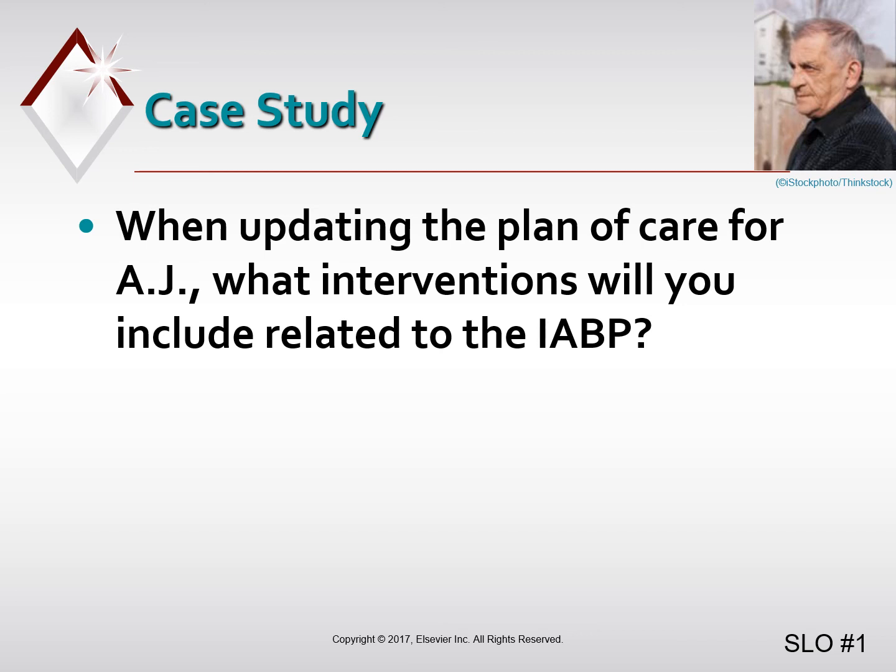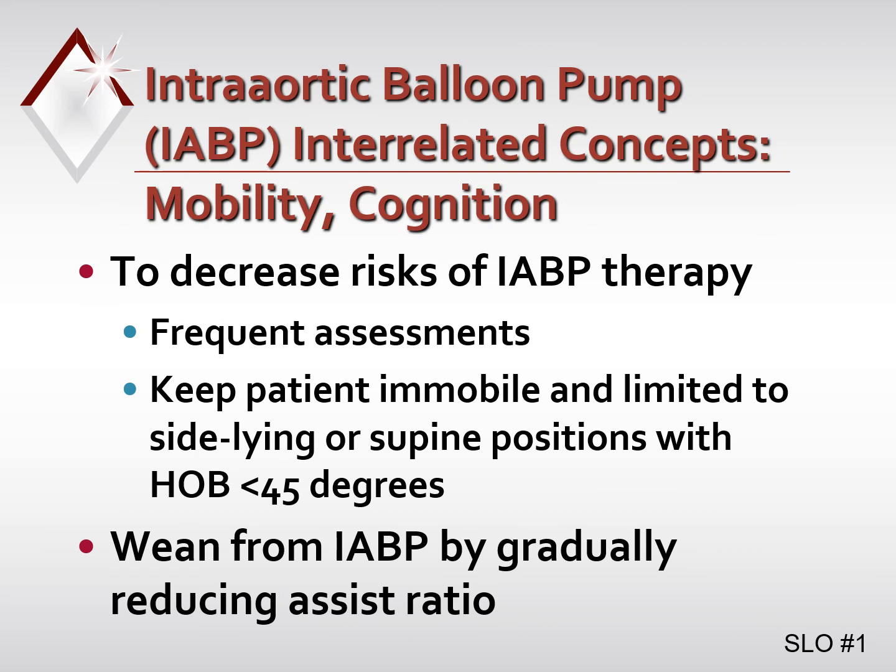So let's talk a little bit about what interventions we're going to do to prevent complications from IABP. Going back to how it is for temporary use, your patient has to be relatively immobile. So they're going to be limited to a side lying or supine position with the head of the bed elevated less than 45 degrees. That lower extremity on the affected side has to remain straight at all times and cannot be bent at all. So when we turn this patient, we're going to be log rolling them. And as I mentioned before, we're going to wean them from the IABP by gradually reducing the assist ratio.